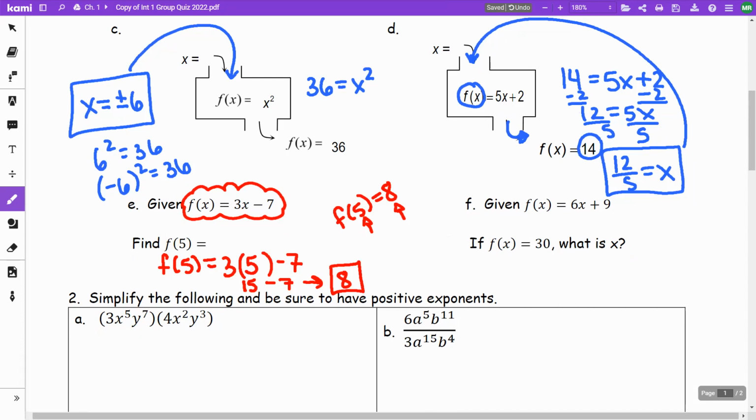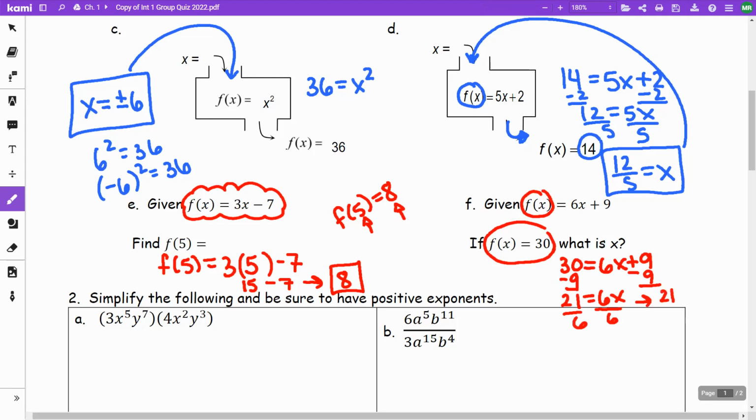On F, this one is different. I know the output is 30. So in place of the f of x, I'm going to put 30. 30 is equal to 6x plus 9, and I'm going to solve for x. I'm going to minus 9 from both sides. I get 21 is equal to 6x. I divide by 6. And so I get 21 over 6. That's an acceptable answer. Some of us might reduce top and bottom by 3 and give me a 7/2. And that's going to be the same answer. I would accept either one.